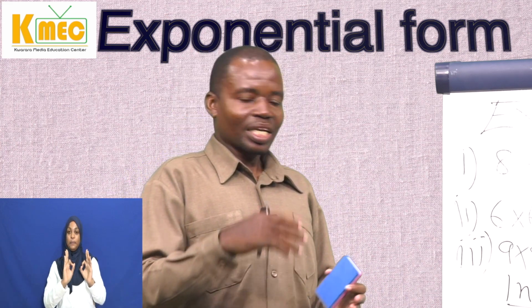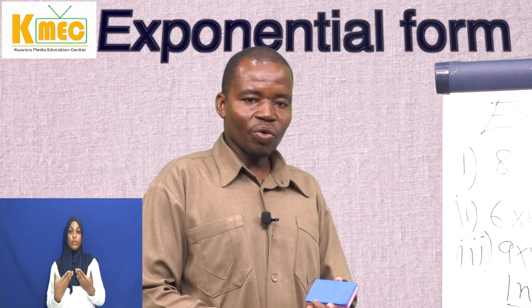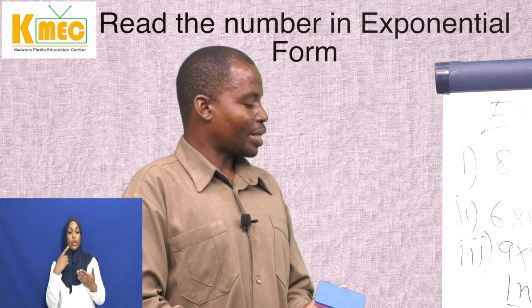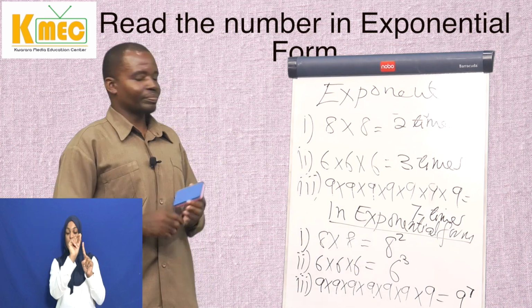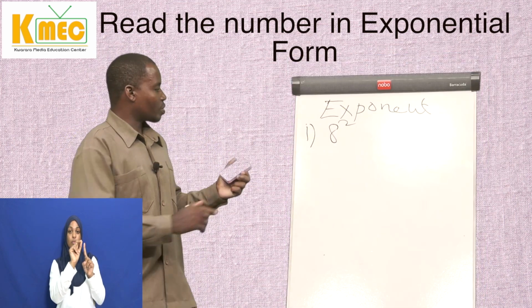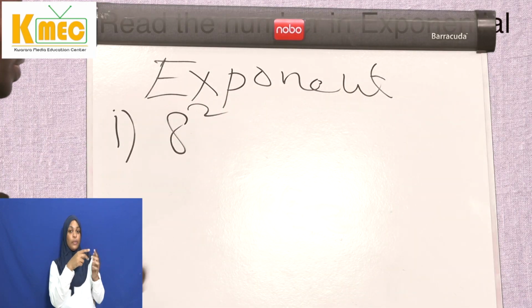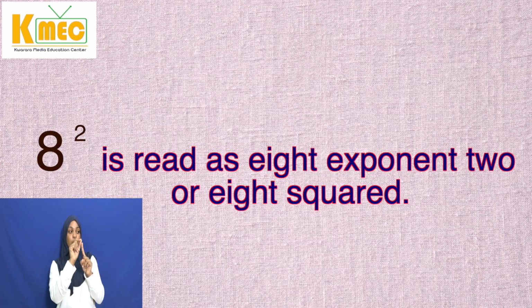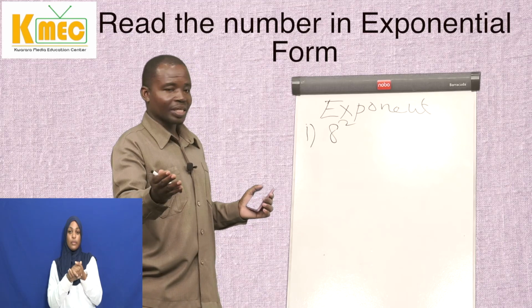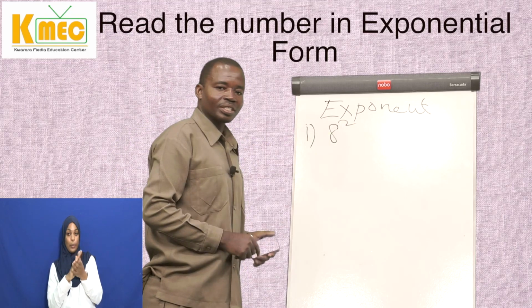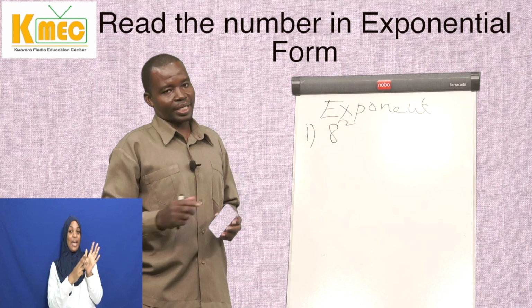So let's go on to see how do we read the number in exponential form. How do we read them? It's very, very important. So here, example number 1, 8 is read as 8 exponent 2 or 8 squared.